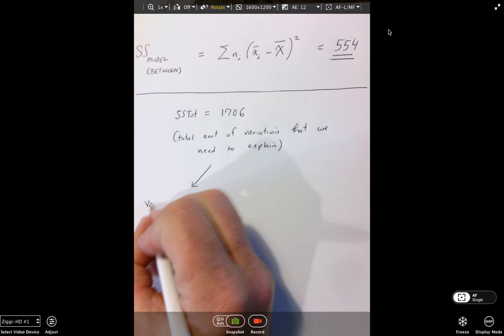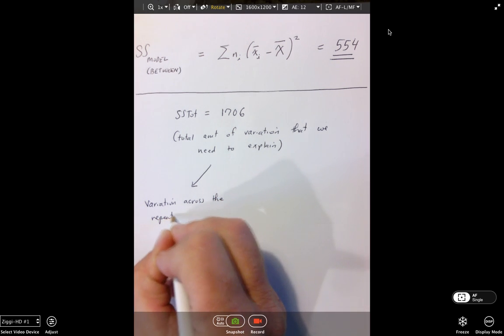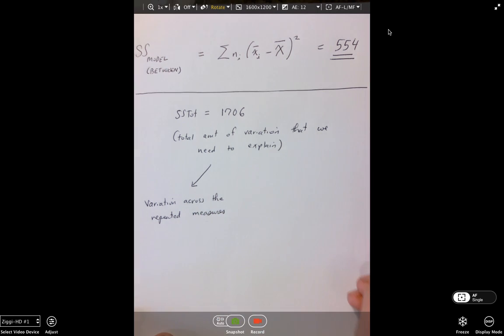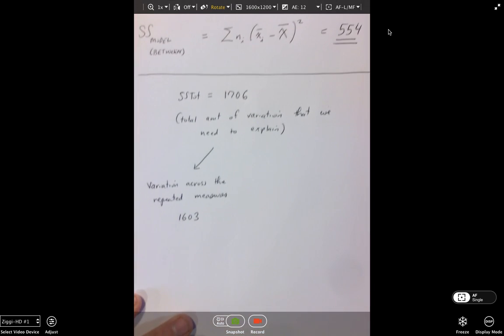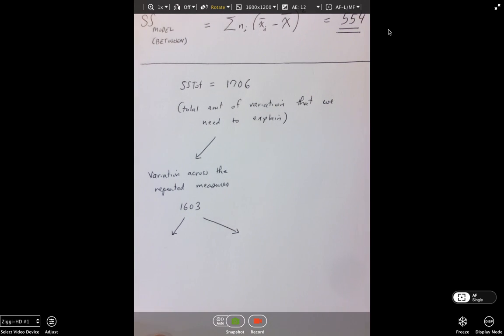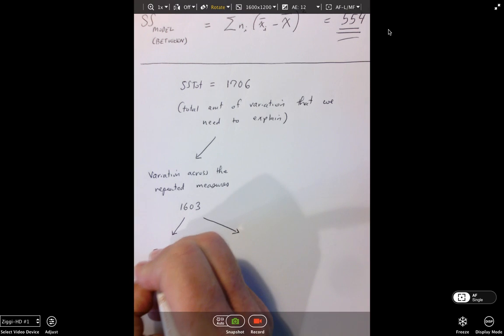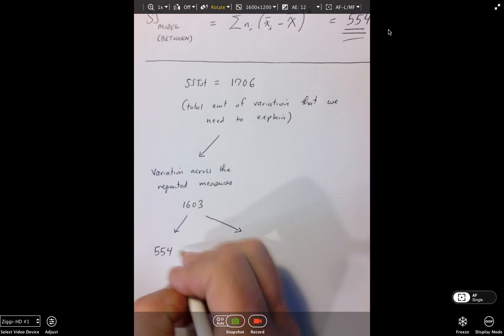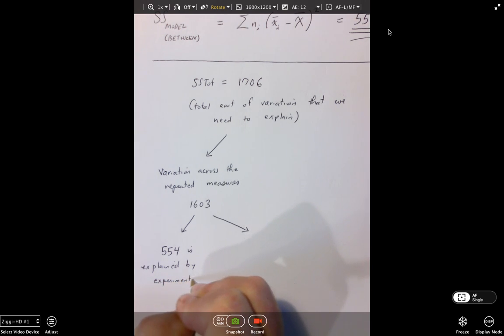The variation across the repeated measures was, let me go through some papers here, what I wrote down, 1603. Of the 1603, we have 554, was it? Yeah, okay, 554 that was explained by the experimental manipulation.